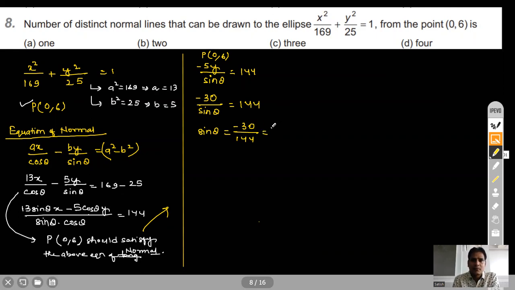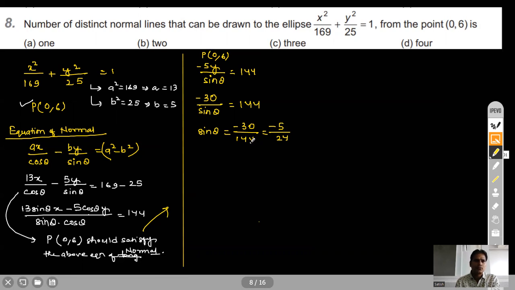That simplifies by dividing by 6: minus 5 upon 24. So we got the value of sine theta as minus 5 upon 24. Is it possible? Can we have this value? Yes, sine theta ranges between minus 1 to 1, so it is somewhere between 0 to minus 1. It is acceptable.